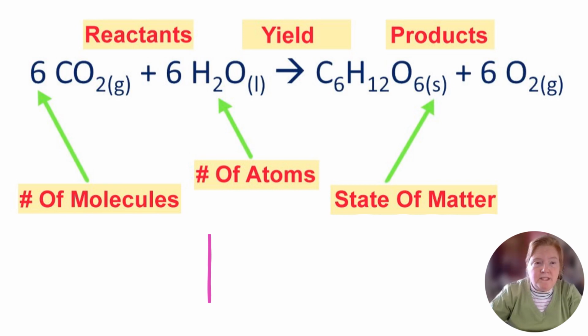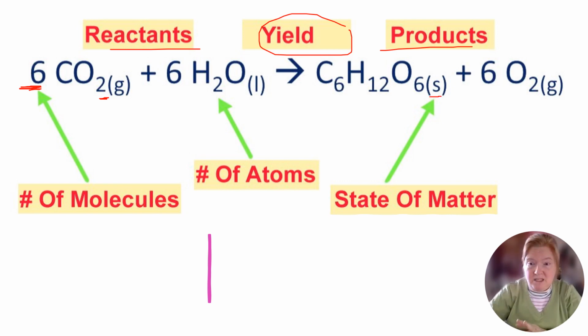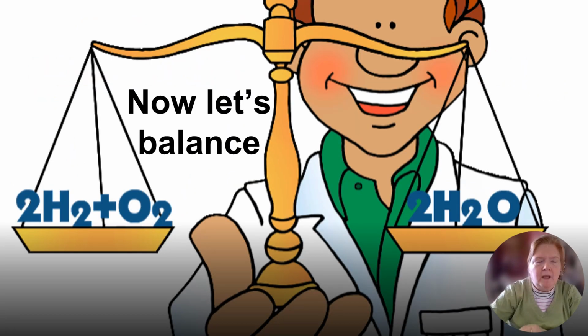Here's a lot of it put together. Reactants on the left side, products on the right, yield is the arrow. We have coefficients, which tell us the number of molecules. We have subscripts that tell us the number of atoms. And we have states of matter indicating the state, or phase. Remember, state of matter, phase of matter. All right, now let's balance.